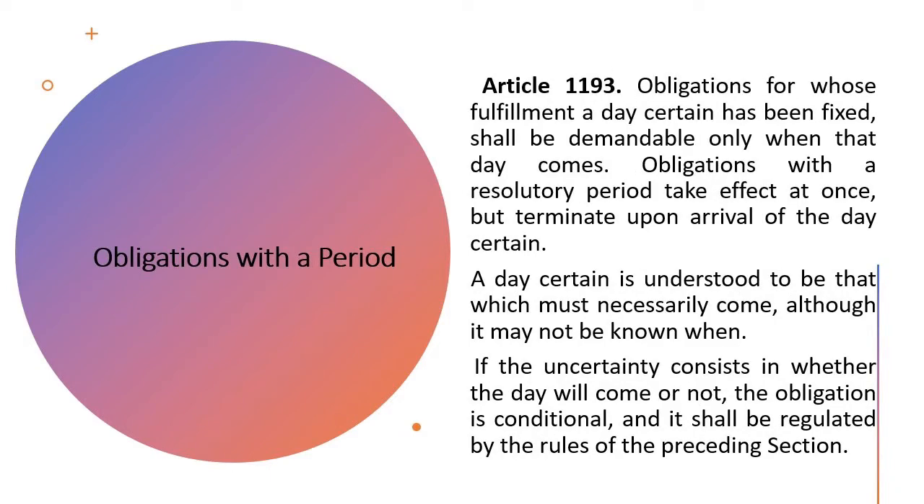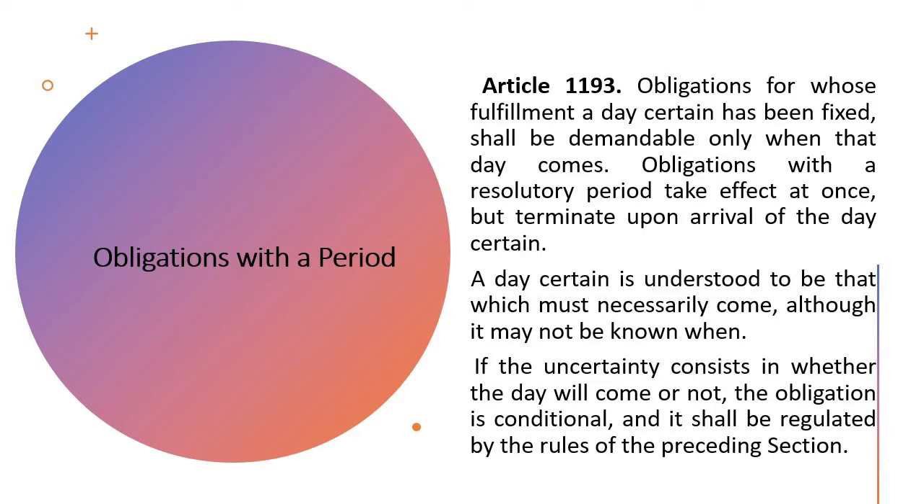Now let's discuss obligations with a period. Under Article 1193, the Civil Code provides: obligations for whose fulfillment a day certain has been fixed shall be demandable only when that day comes. Obligations with a resolutory period take effect at once but terminate upon arrival of the day certain. A day certain is understood to be that which must necessarily come, although it may not be known when.